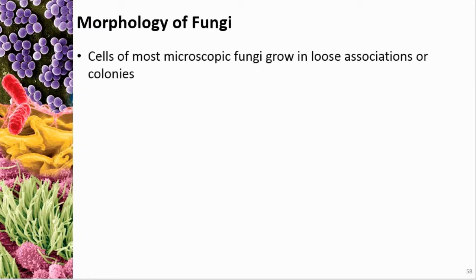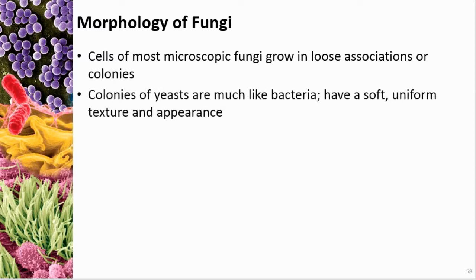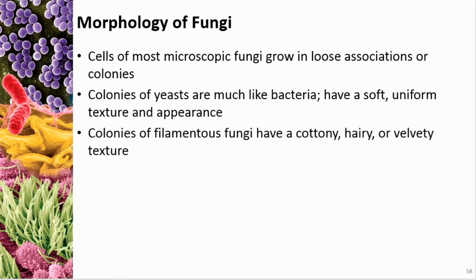Okay, so the morphology, and remember morph means form, so the study of form, really just means the way they look. Most fungi grow together, either loosely associated with each other or in tight-knit colonies. Colonies of yeasts act and look kind of like bacteria, with a soft, uniform texture and appearance. Filamentous fungi, like I mentioned earlier, are cottony, hairy, velvety. The word I think I used was furry. They look like fur growing on stuff.